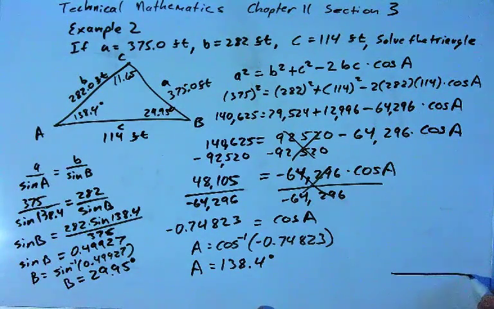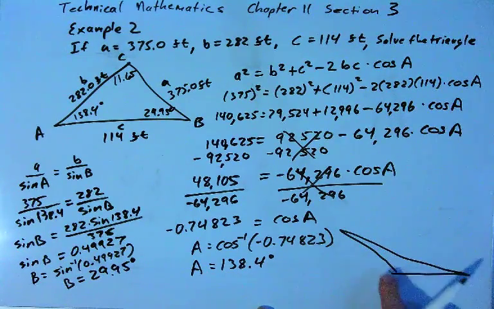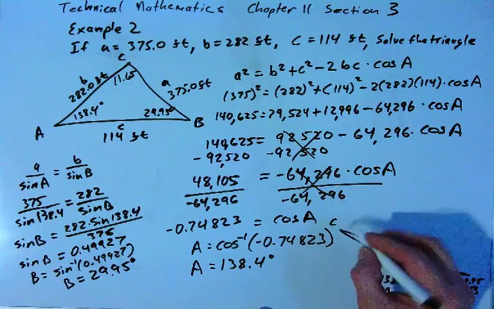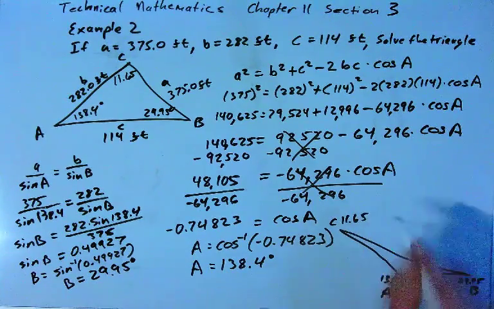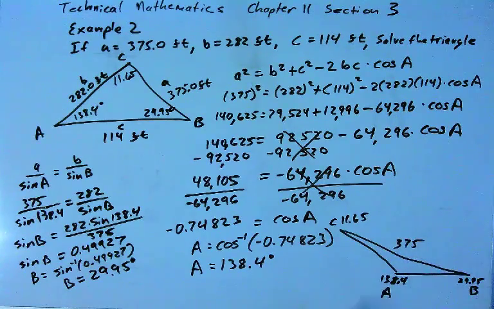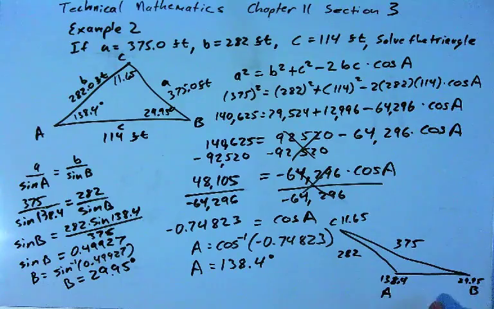It would probably really look something more like this, right? Where this angle is the 138.4, that's angle A. Angle B is 29.95, that's angle B. And angle C up here is the 11.65. And then the sides that I have are 375, this was given to me. Side B is 282, and side C is 114.